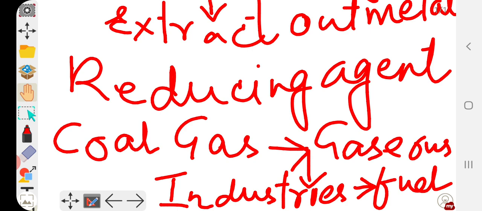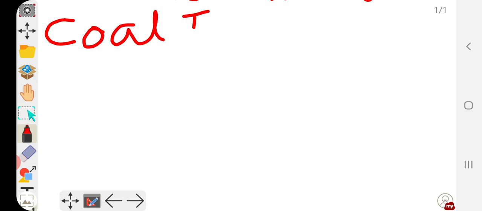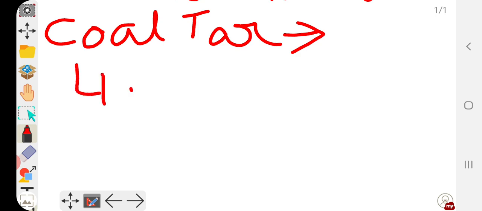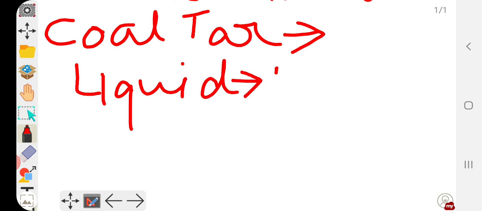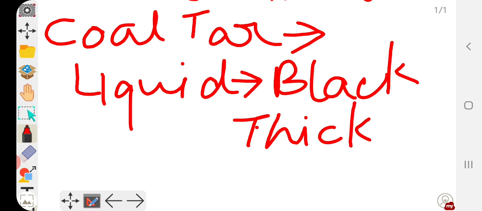Now, the third byproduct is coal tar. If the coal is heated in the absence of air, obviously, we get a liquid which is black and very thick. This black and thick liquid is termed as coal tar.